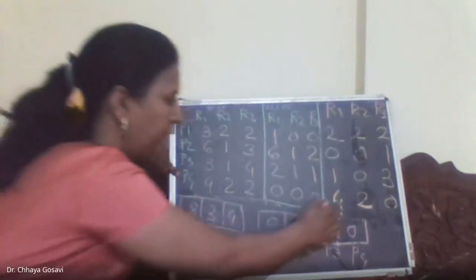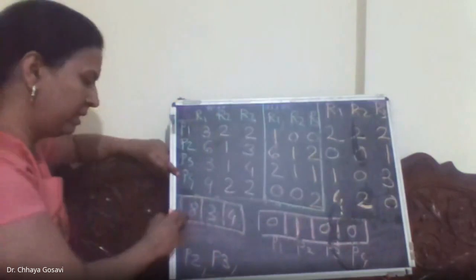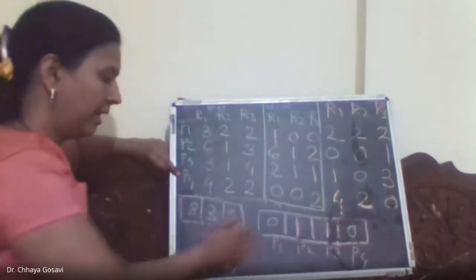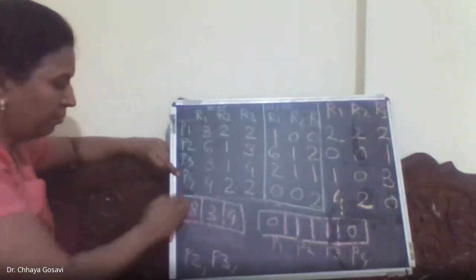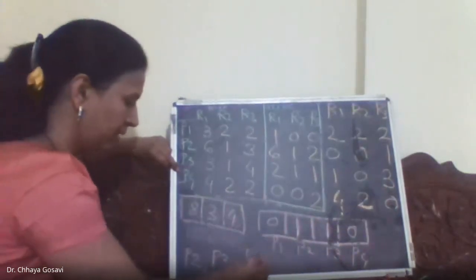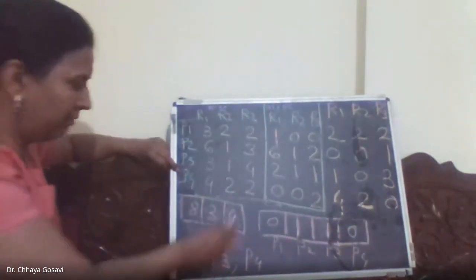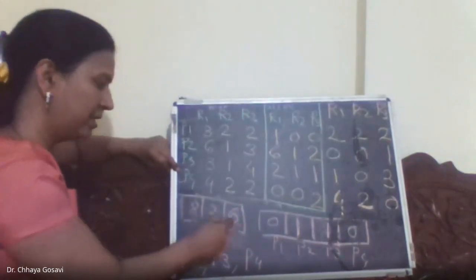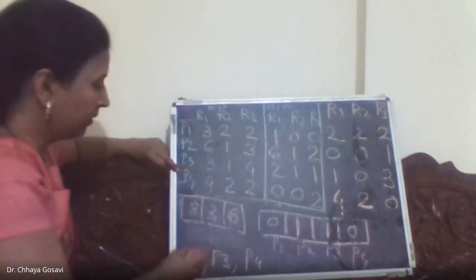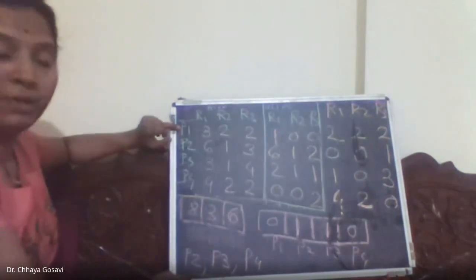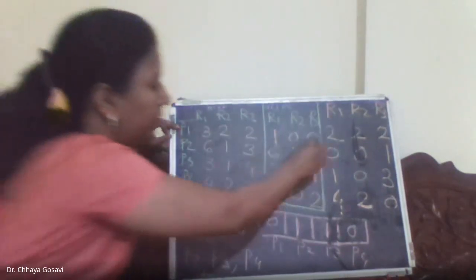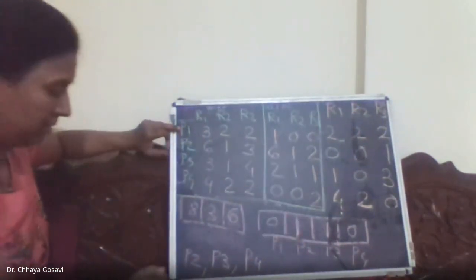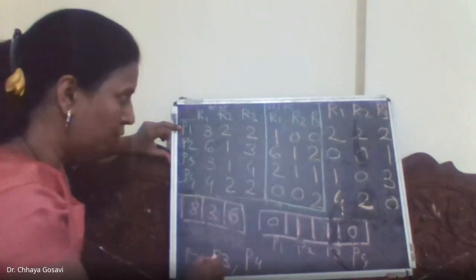P4 requirement is 4 2 0. Available is 8 3 4. We have to make this 1, and finish is 0. So P4 can execute, and it will add these two resources here. So now it will be 8 3 6, and again the loop will continue with P1. Can we grant the request of P1? Yes. So it will be 2 2 2.